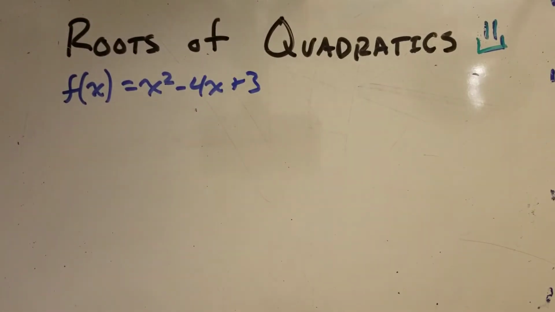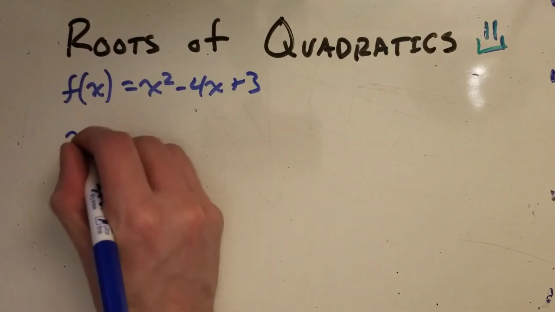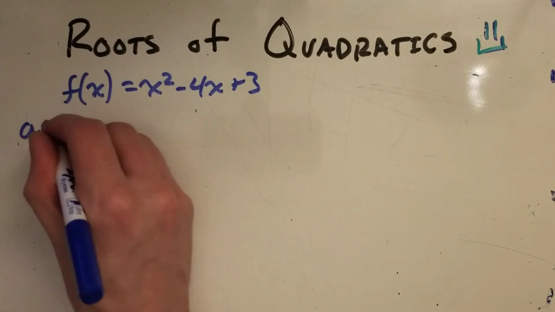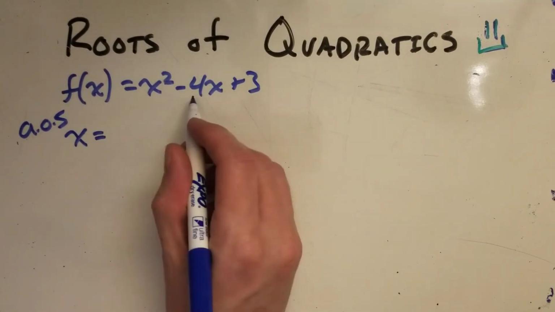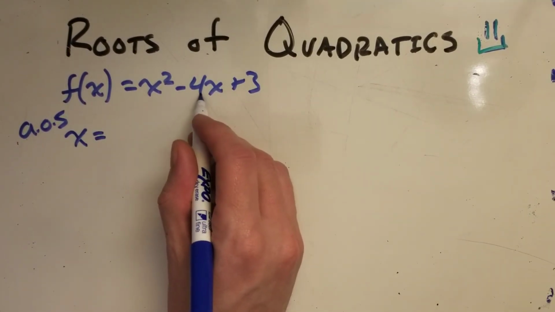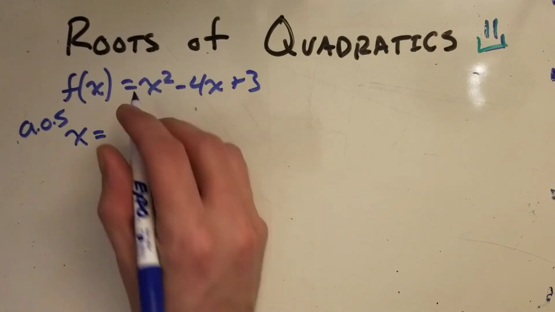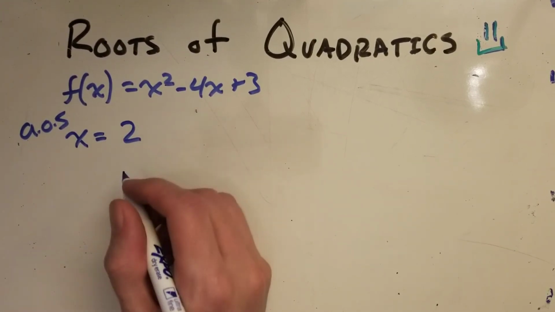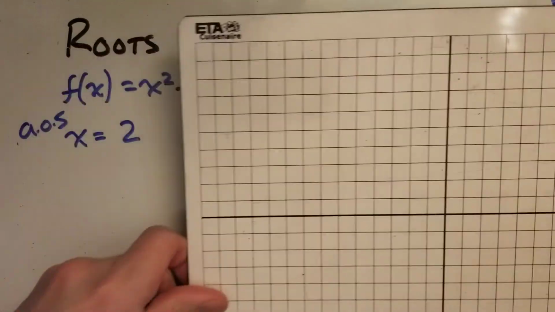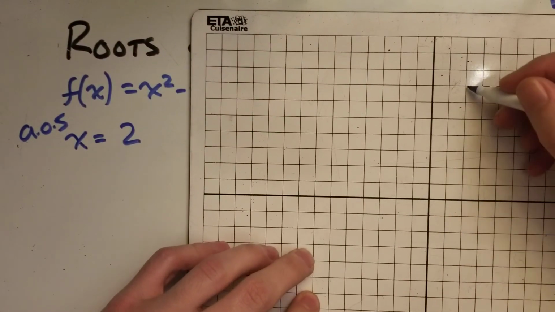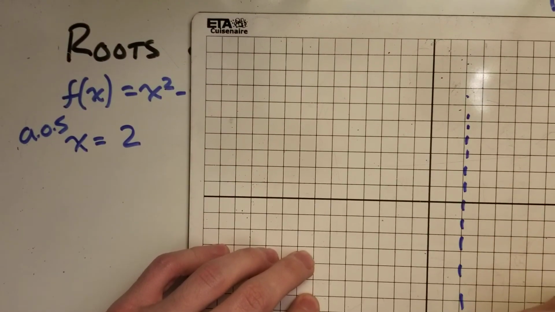So here's our function. To find the roots by graphing, we're going to need to find the axis of symmetry. The axis of symmetry is the opposite of b over 2a, so positive 4 over 2. 4 divided by 2 is 2. So the axis of symmetry is x equals 2. It's going to be right here.